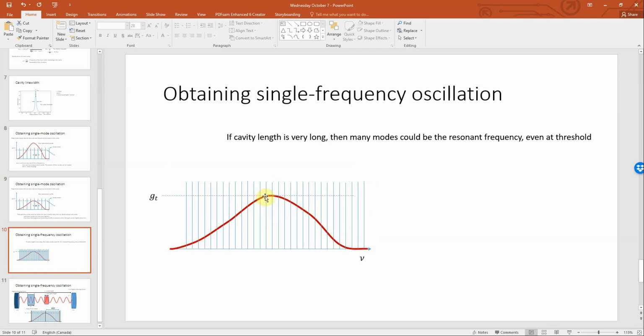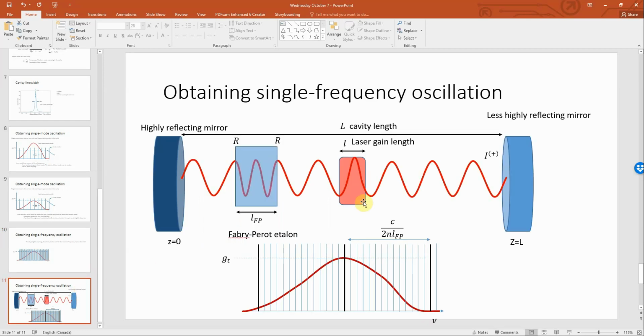So even when you have this gain at threshold, there are so many modes under this gain profile that you can still have mode hopping. You have gain here, and then gain here, and then gain here, even this one may have some gain, and it's hopping between all these modes. You end up having an unstable laser, basically, and you don't want that. One of the reasons lasers are good is because they can be extremely stable.